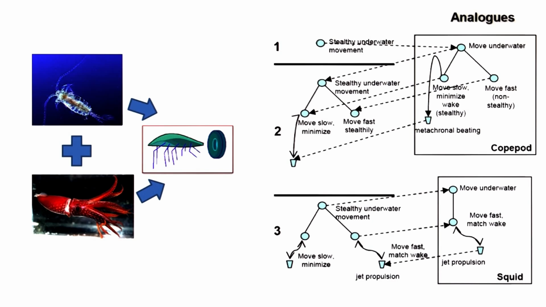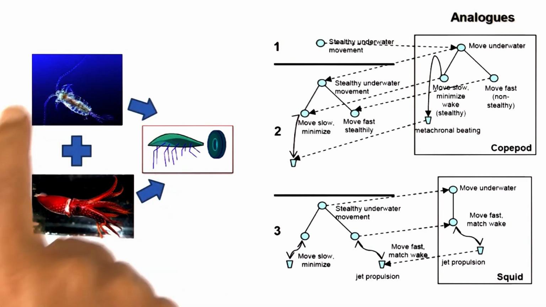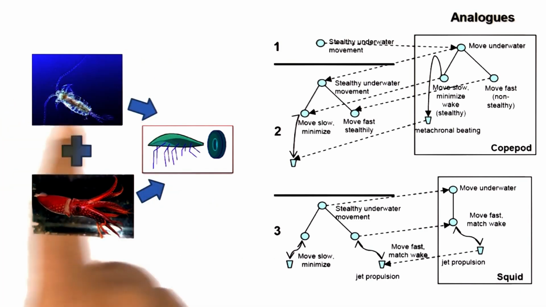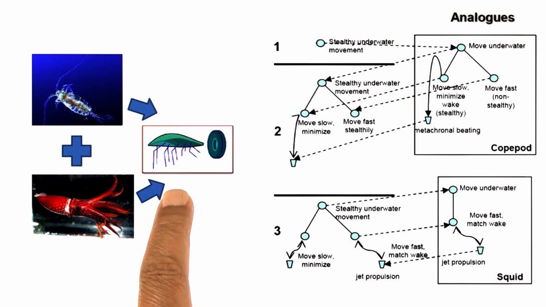On the other hand, when it moves rapidly, then the wake becomes large. When the wake is small, then its motion is very stealthy. When the wake is large, its motion is no longer stealthy. Analogical transfer of knowledge about this particular copepod gives us a design for the microbot for slow velocities.